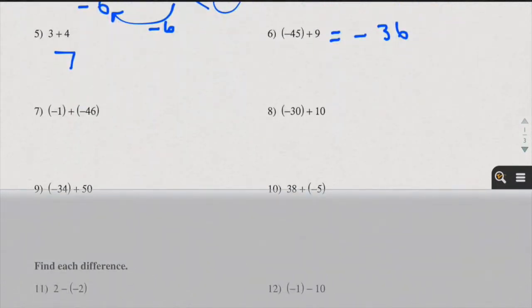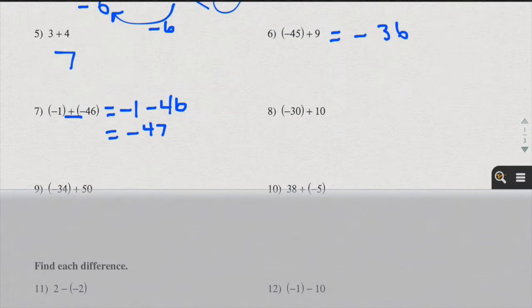Okay, number 7. Negative 1 plus negative 46. So what you're going to do on this now, because you have two signs, a positive and a negative next to each other, you have to rewrite that. So again, the -1, there's no sign in front, so it's positive, so we can take that out of the parentheses. And then you have this plus minus. A positive and a negative makes a negative, and then you put your number, 46. -1 minus 46 is -47.